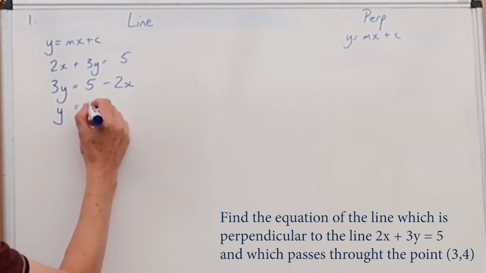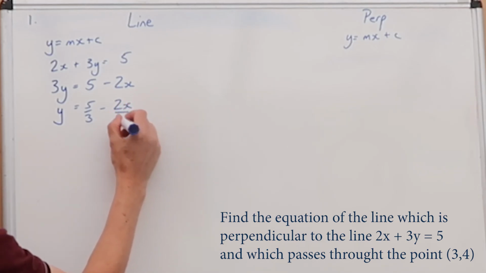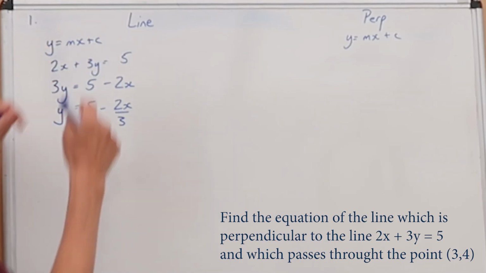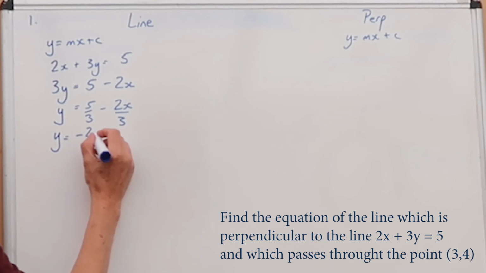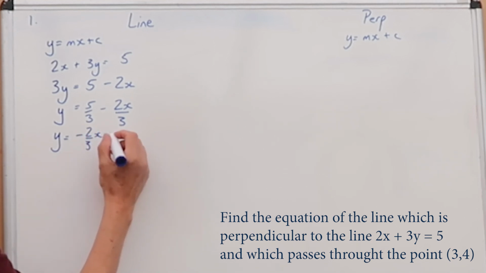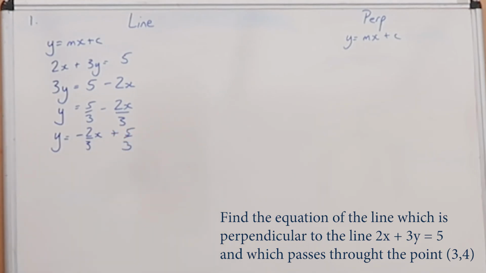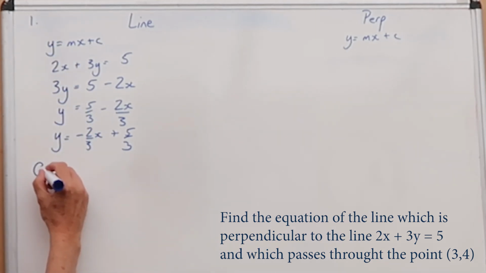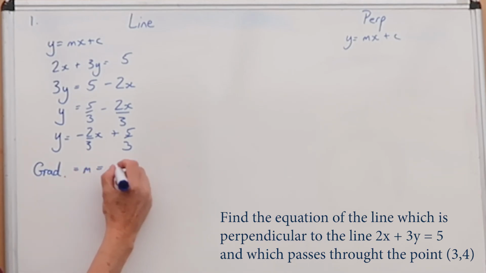y equals 5 over 3 take away 2x over 3. If you want to make it in that order, so the mx comes first, y equals minus 2 over 3 x plus 5 over 3. So that's now in this form, and you can see that the gradient, which is m, is minus 2 over 3.